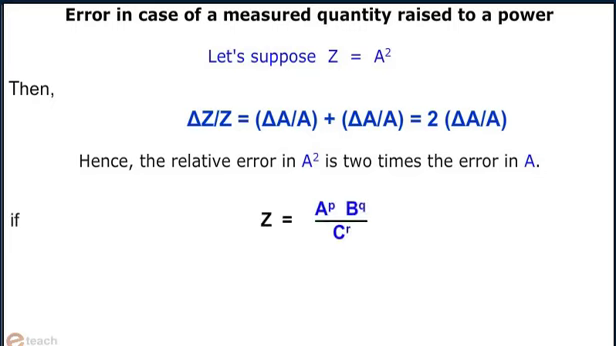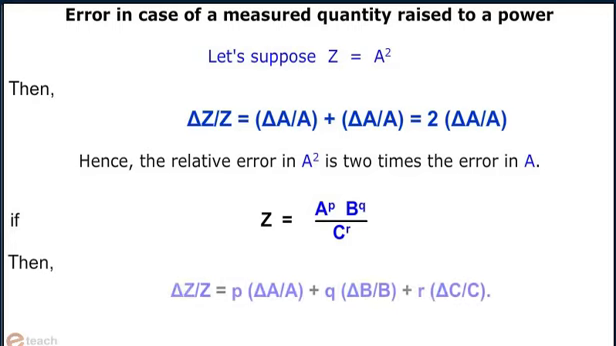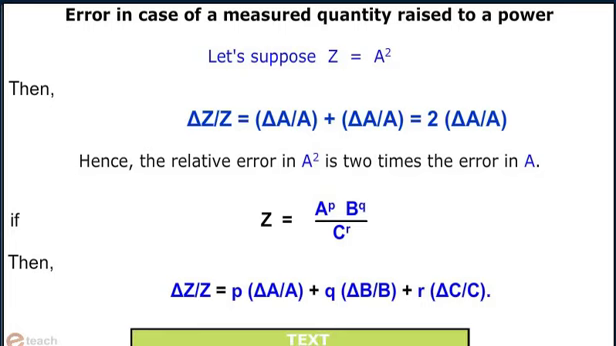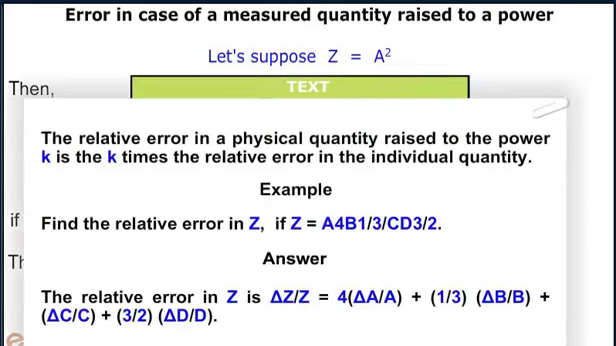If Z equals A raised to the power p into B raised to the power q by C raised to the power r, then delta Z by Z equals p into delta A by A plus q into delta B by B plus r into delta C by C. The relative error in a physical quantity raised to the power k is k times the relative error in the individual quantity.